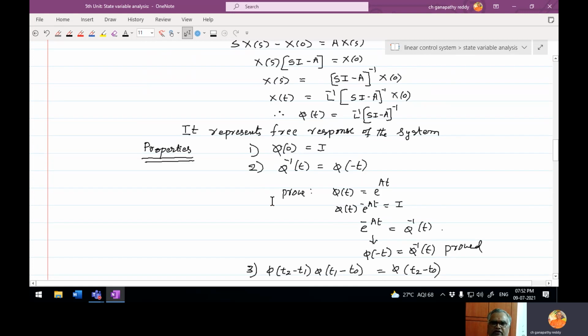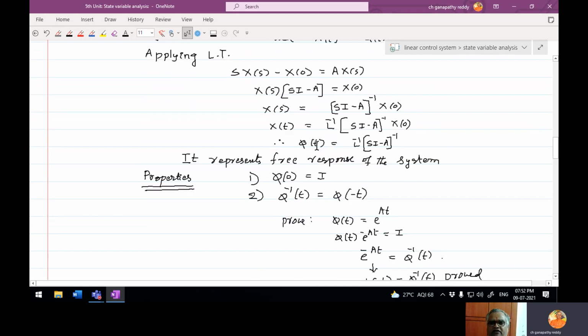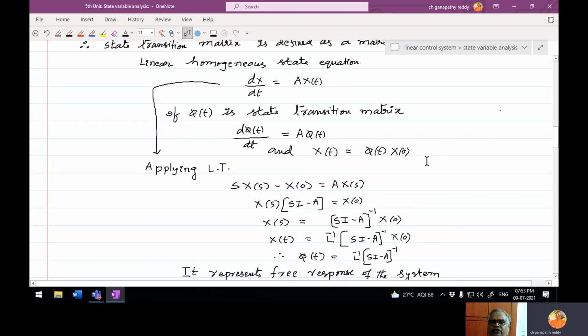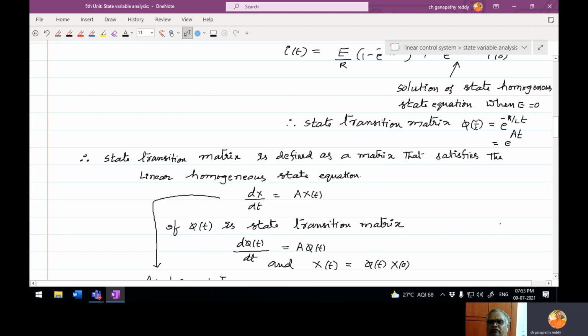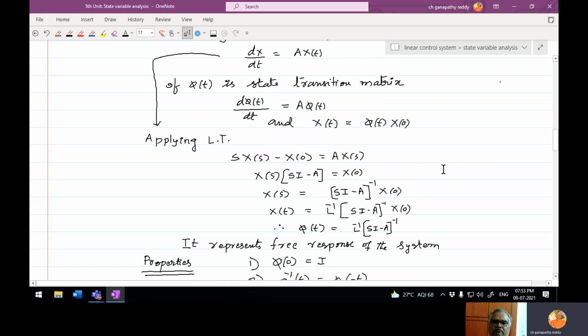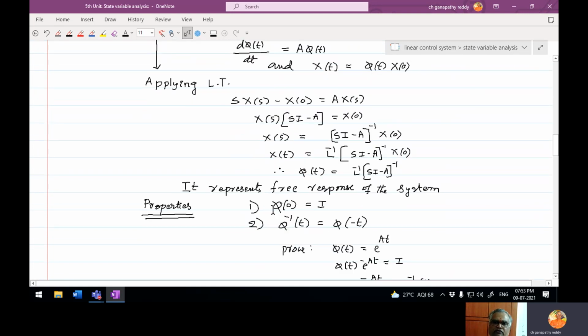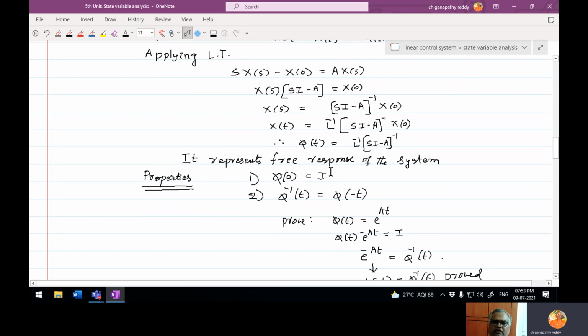Now there are standard properties. 4 properties are there. Phi of 0 is I. If you replace t with 0, you will get 1, but because it is in matrix form, we are replacing it with I, the identity matrix. If you see here, phi of 0, e power 0 is 1. Instead of taking 1, because of matrix form, we are taking I. So phi of 0 equals I, the identity matrix.